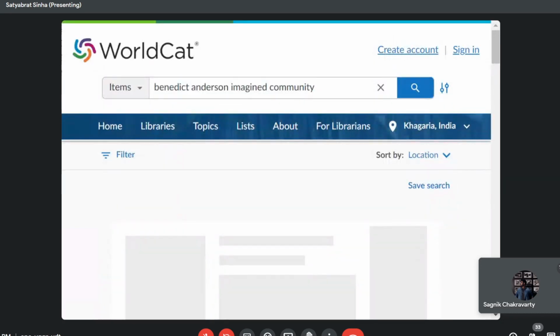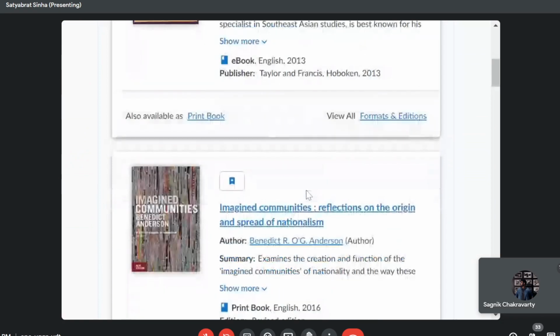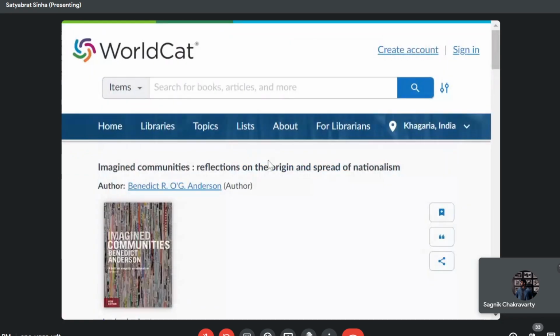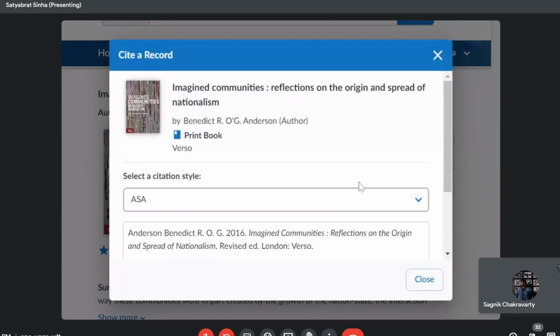And using this, let me show you the difference. So we select this book, citation. First is ASA, you know. So usually they use the punctuation of full stop. The name of the book is in italics. They say it's a revised edition. Place of publication is there, and the publisher is there.